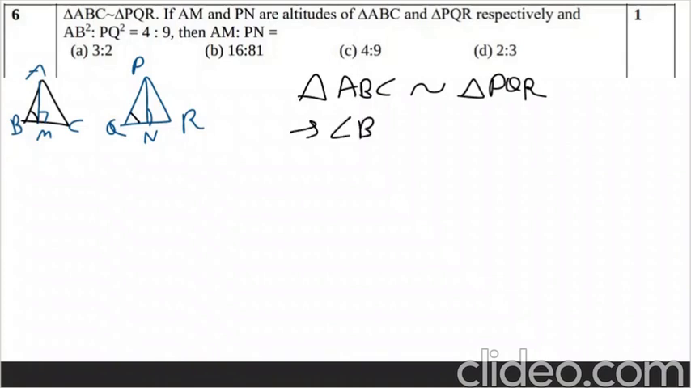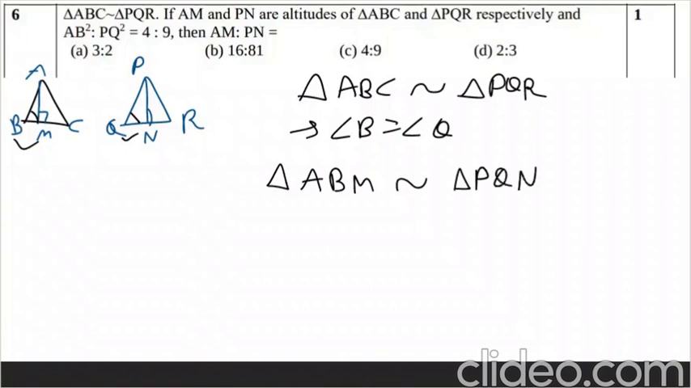So angle B should be equal to angle Q because both the triangles are similar to each other, isn't it? Now, if they're similar, by AA similarity, I can say that triangle ABM in this triangle will be similar to triangle PQN in this one, because I'm matching the angles, right? So by AA similarity, I can prove it. Alright. Now, AA similarity, so what happens?